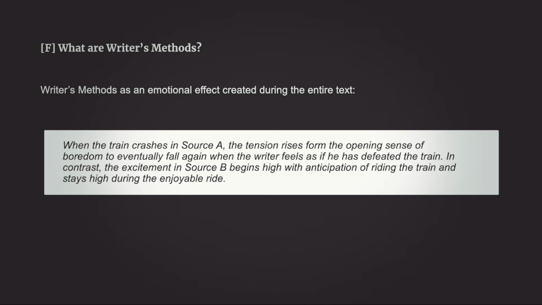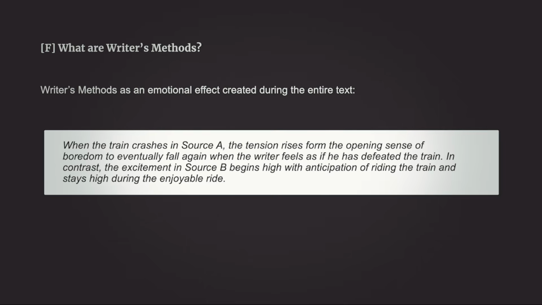When the train crashes in source A, the tension rises from the opening sense of boredom to eventually fall again when the writer feels as if he's defeated the train. In contrast, the excitement in source B begins high with the anticipation of riding the train and stays high during the enjoyable ride. Notice there's no quotes here, instead just a description of events that serve as evidence.